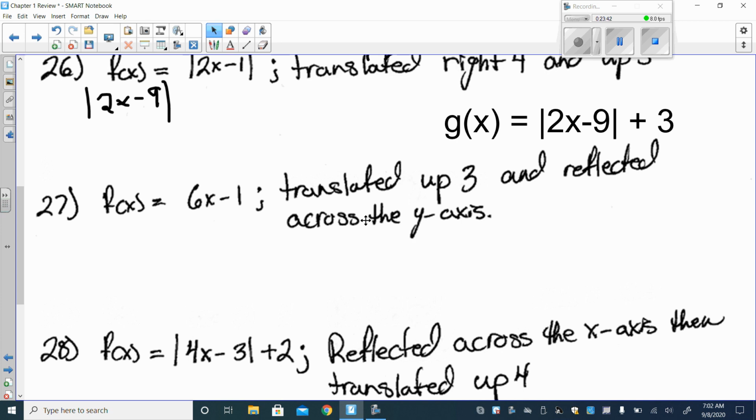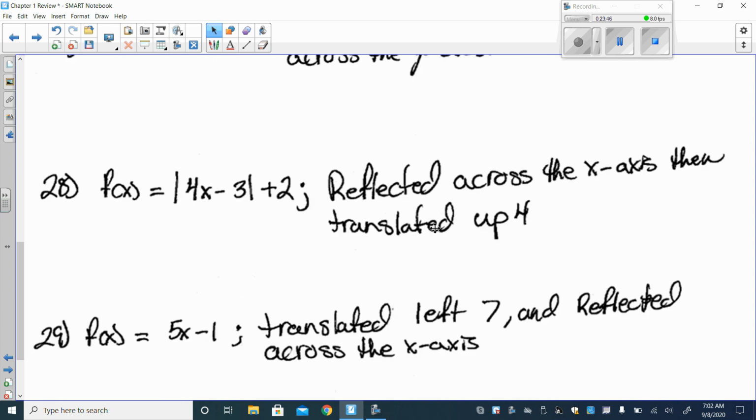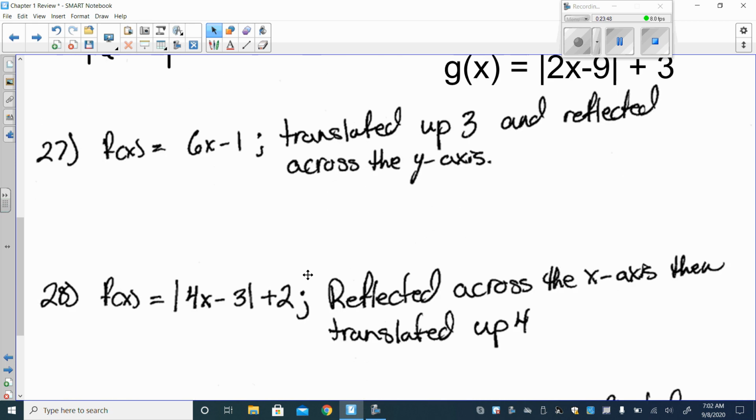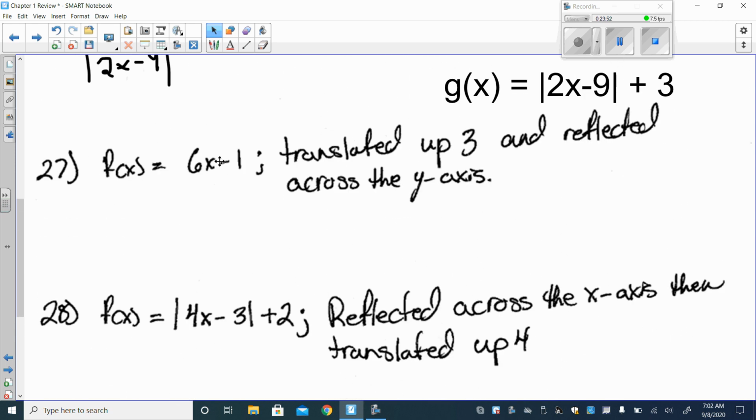Now I'm not going to worry too much about reflections, because they're not going to show up too much on the test. It's mainly going to be doing some of the other transformations. But if we wanted to translate it 3 units up, we would add 3 to it, which would give us 6x plus 2 for our up 3.